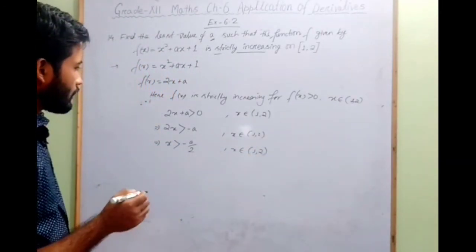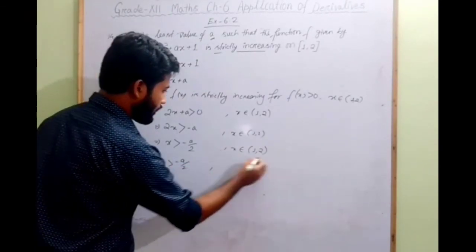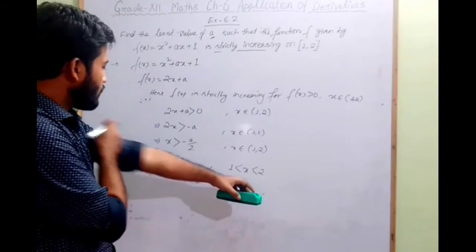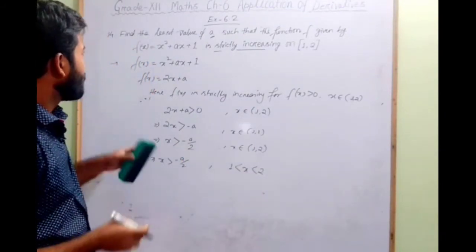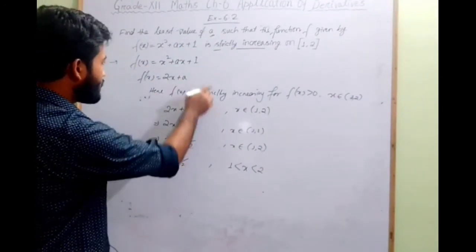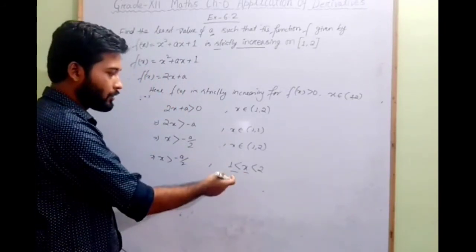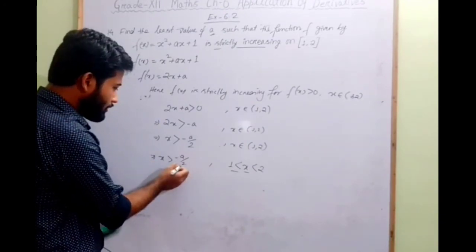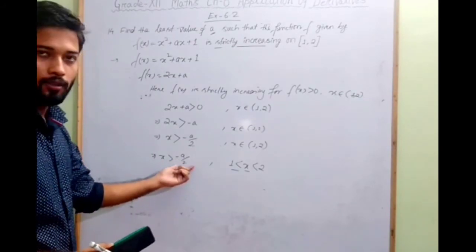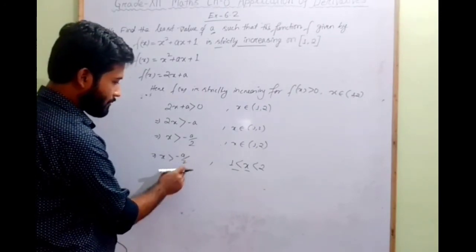Fine. Now what does this mean? Here I can write x greater than minus a by 2, and this means x is greater than 1 and less than 2. Fine. So from these two relations, what do we need? We need the least value of a, the smallest possible value of a for which this condition holds. So here x is greater than 1, exactly greater than 1, isn't it? And x is also greater than minus a by 2. So what is the possible least value of minus a by 2? It can be 1 only, isn't it? So the possible value of minus a by 2 will be 1.